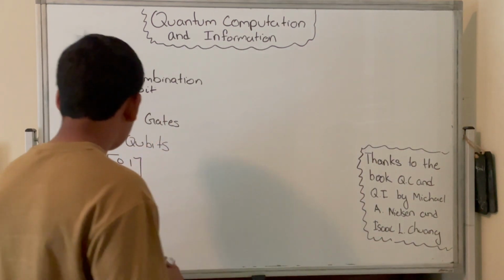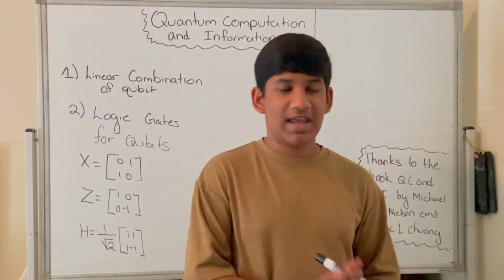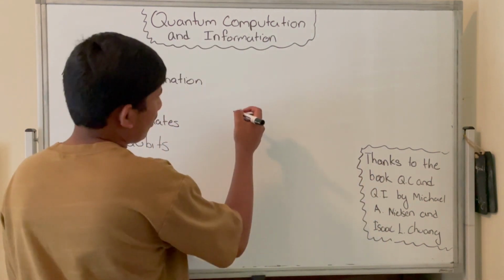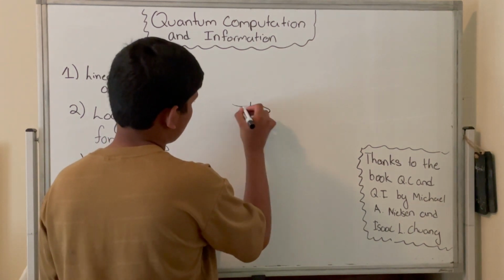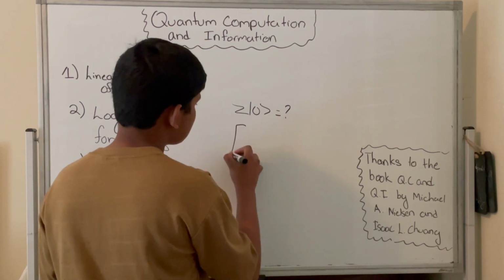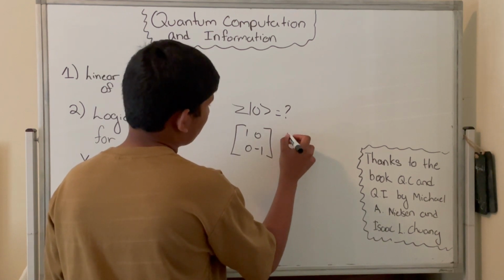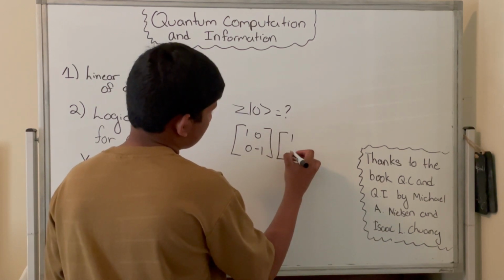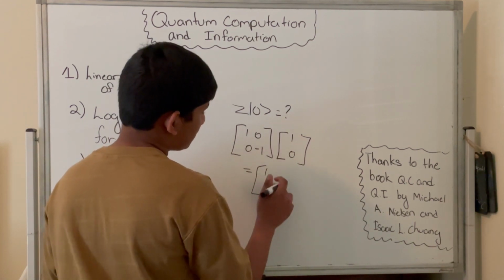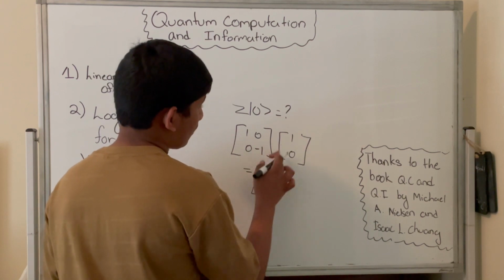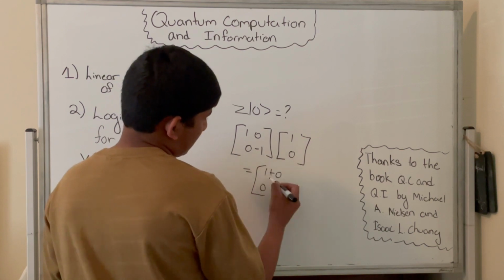Okay, so we have the Z gate. Now the Z gate doesn't have a specific name, so we're just going to call it the Z gate. So what happens when we apply it to the vector 0? The Z is just going to be 1, 0, 0, negative 1, all multiplied by 1, 0. We get 1 times 1 is 1, 0 times 0 is 0, so 1 plus 0. 0 times 1 is 0. Negative 1 times 0 is obviously 0.